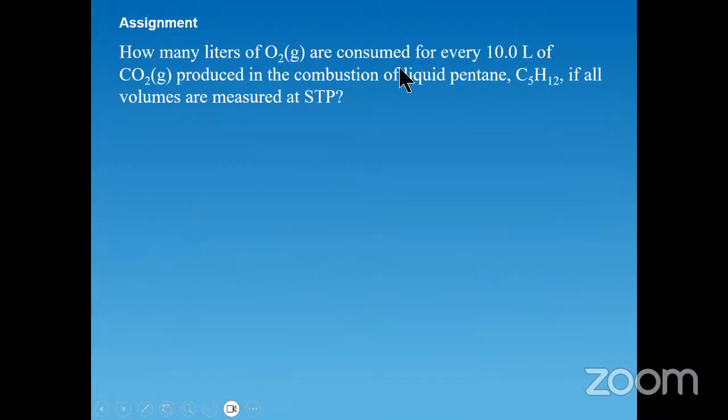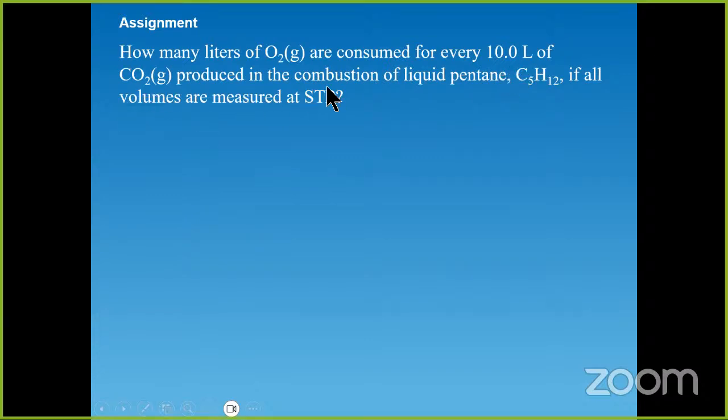All right, so based on what we have just learned, we should be able to easily do this problem, which says how many liters of oxygen are consumed for every 10.0 liters of CO2 produced in the combustion of liquid pentane, and it gives you the formula, if all the volumes are measured at STP. All right, so this is a typical gas stoichiometry type question. So what would be the very first step in solving this problem? What would be the very first step?